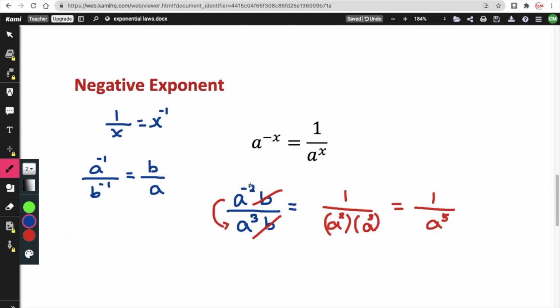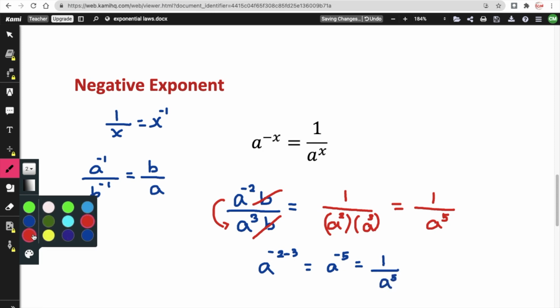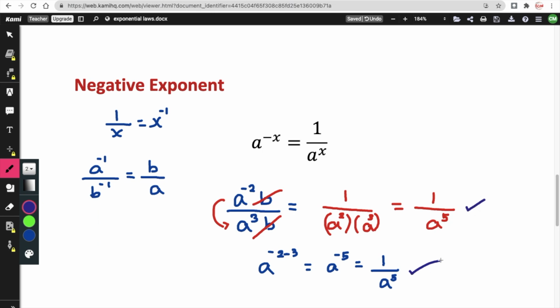The second method, you don't have to, maybe you get confused with moving the variables if it has a negative exponent. You can do the quotient rule. So I already canceled b. So this one is division, right? So meaning it's a negative 2 minus 3, because this is division. So you subtract the exponent, which will give me a negative 5, which is also the same as 1 over a raised to 5. So as you can see, these two answers are the same. So I always tell my students, whichever method works well for you, that's how you do. But personally, I use the first method. But some students, they're more comfortable with the second method, so that should be fine.